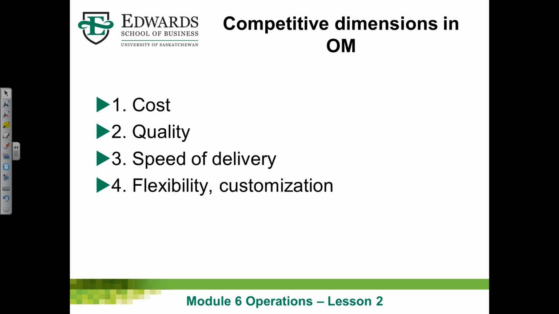Well, let's look at competitive dimensions from an operations management context. There are 4 of them that we typically have from an OM perspective. 1, cost. 2, quality. 3, speed of delivery. And 4, flexibility or customization. What I'm going to do for each one of these is describe them in some detail and then illustrate the key decisions that are made as part of each of these competitive dimensions.